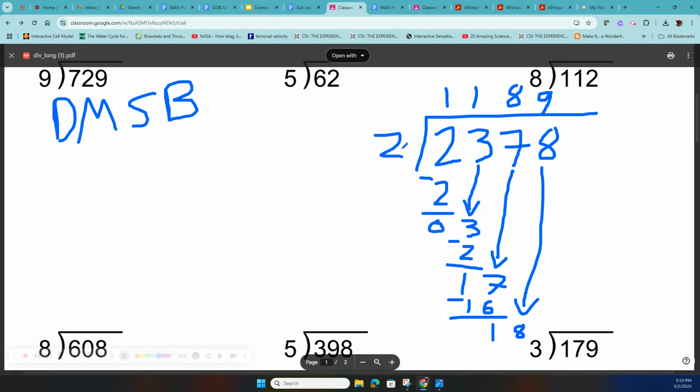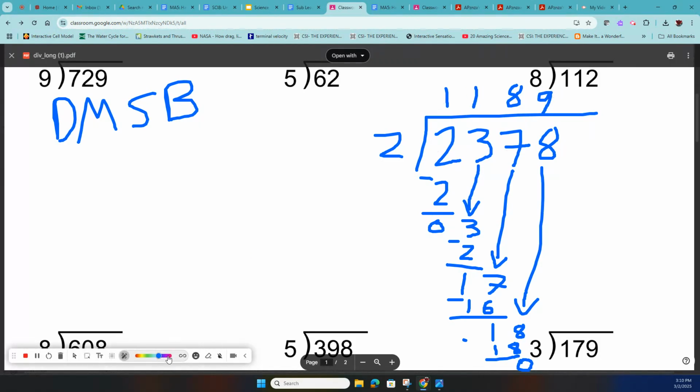Multiplication step. Notice I'm not timesing this whole thing. I'm just timesing 2 times 9. And that's 18. Next step is subtract. 18 take away 18 is 0. Next step is bring down. And there's nothing to bring down. And wouldn't you know it, I actually have no remainders either. So 2 divides into 2,378, 1,189 times.